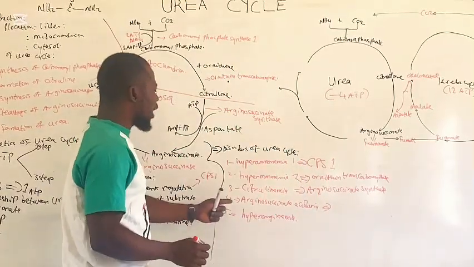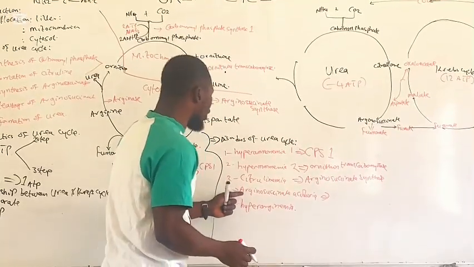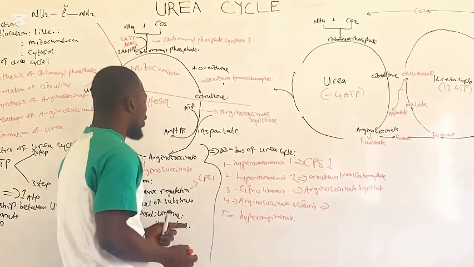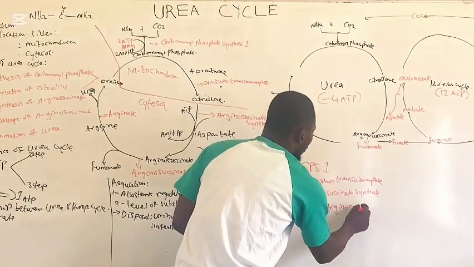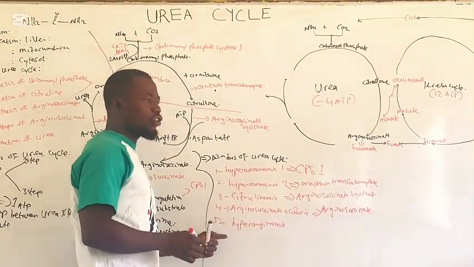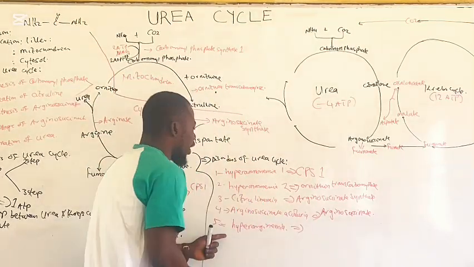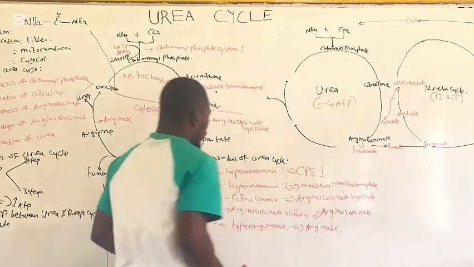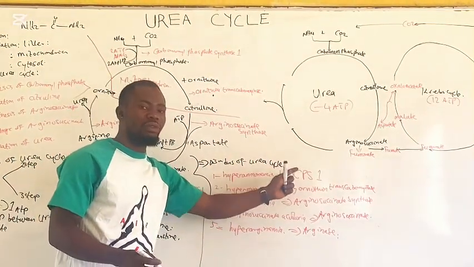The next one is argininosuccinate aciduria. Here, it simply means increase in the concentration of argininosuccinate, and it occurs due to the deficiency of an enzyme called argininosuccinase. And the last one here is hyperargininemia, increase in the concentration of arginine in the blood, which occurs due to the deficiency of an enzyme called arginase.